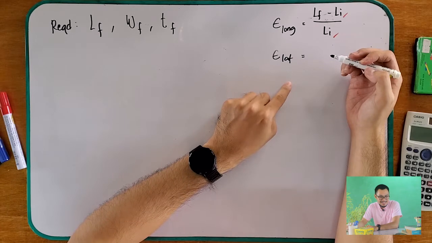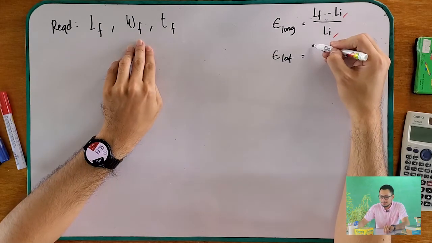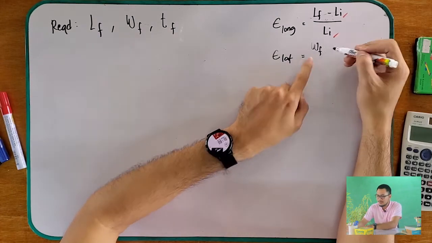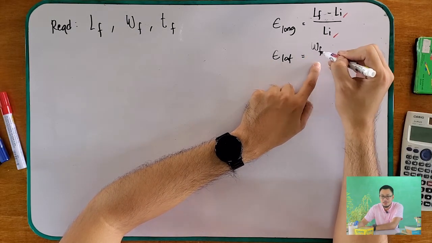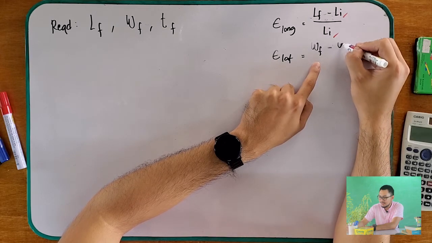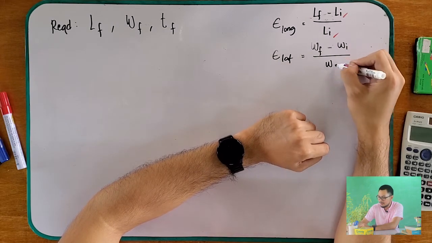But before that, let us look at this equation. So your final width and final thickness can also be determined using this equation. The lateral strain, which is equal to either WF or TF, so I'll just put WF here. Again, this can be either (WF - WI) over WI or (TF - TI) over TI. And again, your WIs are given at the same time.